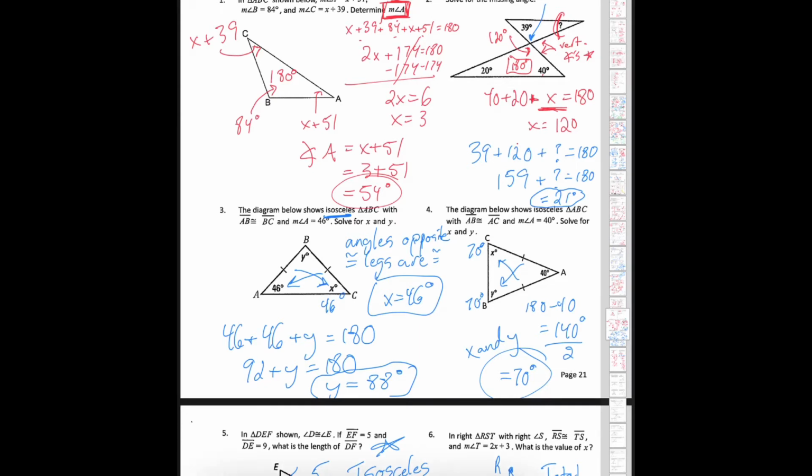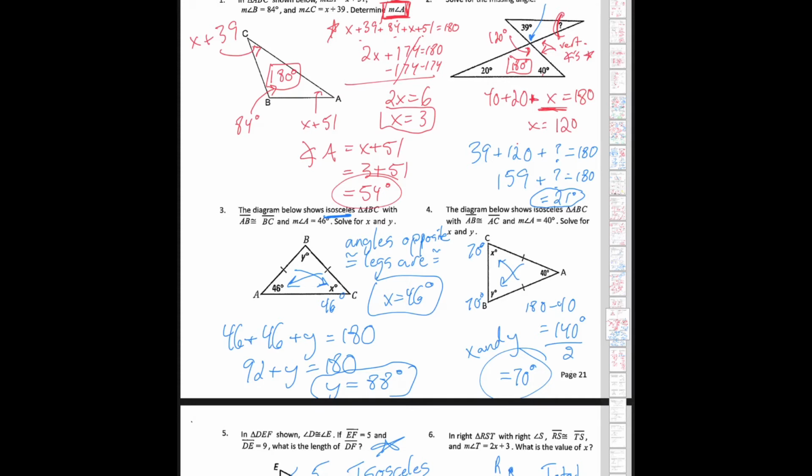We have to realize that the interior angles of all triangles equal 180. So what do we do here? We add up all 3 angles and solve for x. So you see the work up here. We added them up and we got x equals 3. We cannot forget to plug back into what we're looking for. So we were looking for angle A, so we have to plug into x plus 51. That gets us 54 degrees for angle A.